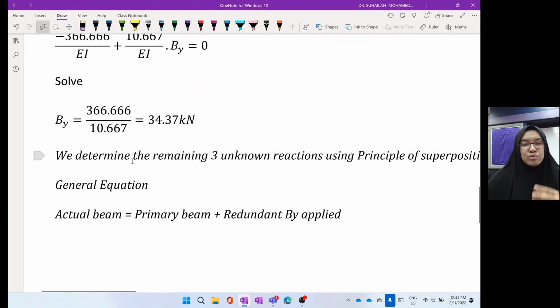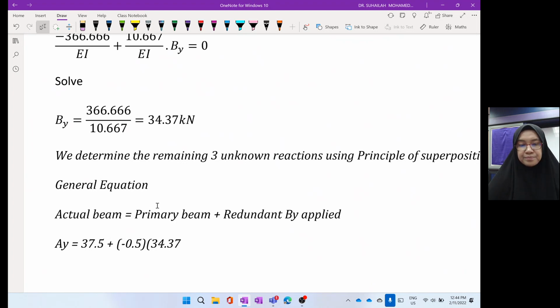Okay, so we are going to calculate AY in the actual beam. AY in the actual beam is equal to AY in the primary beam, which is 37.5 according to the formula, plus AY in the redundant beam. What is the value? Negative or positive? Negative. Negative 0.5, times the redundant, which is 34.37. So what do you get?